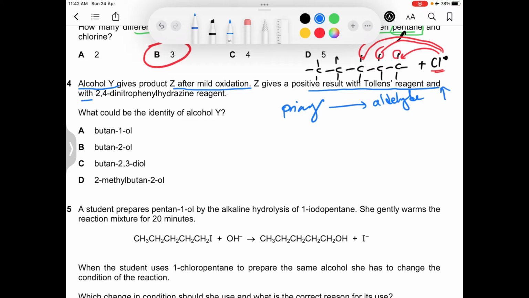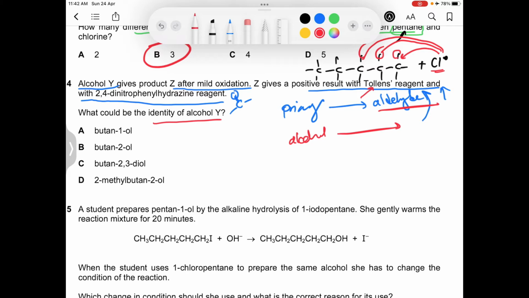And with 2,4-dinitrophenylhydrazine reagent, which means that you have a carbonyl compound. You could have either an aldehyde or a ketone. But the most important information is this. It says that you have a compound, which is an alcohol, and you make oxidation, you get an aldehyde. It gives a positive test with Tollens reagent. And it asks what could be the identity of this alcohol?